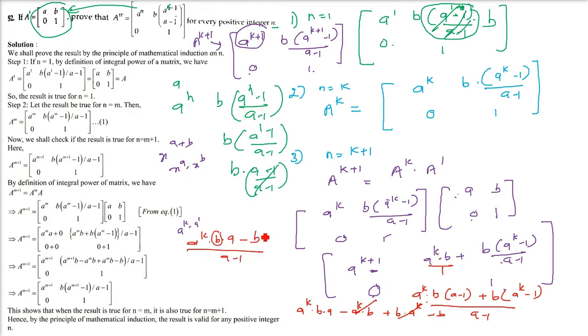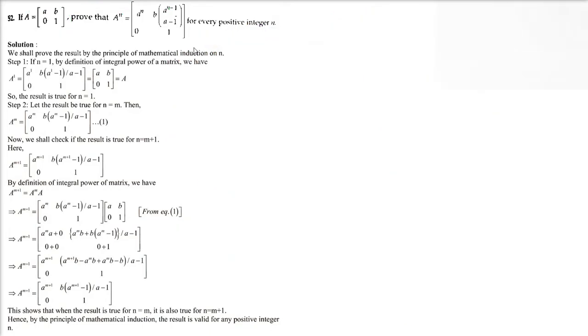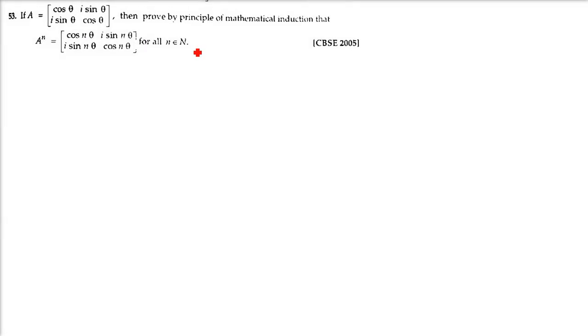So what do you get? Take b common. What do you get? A raised k into a. And we already know a raised k dot a raised to the power 1 is what? A raised k plus 1 minus 1 by a minus 1. And this was exactly what we needed. So when we did a raised k plus 1, we got this. So when it is true for n equals 1, we prove it for a raised k plus 1.